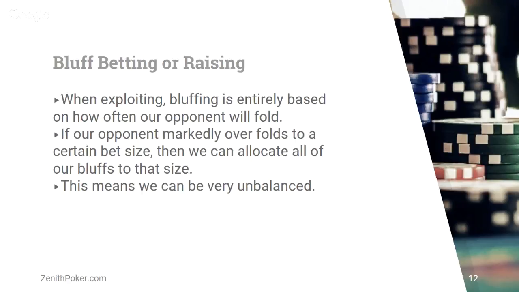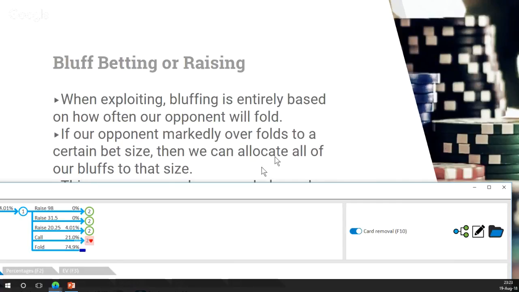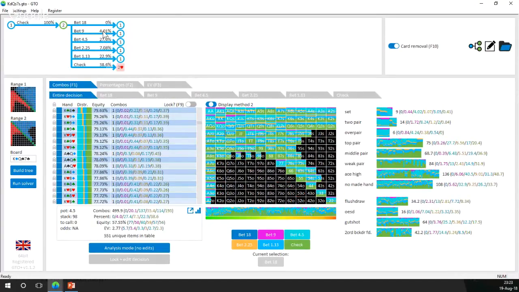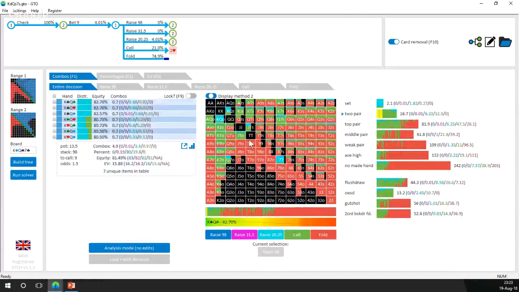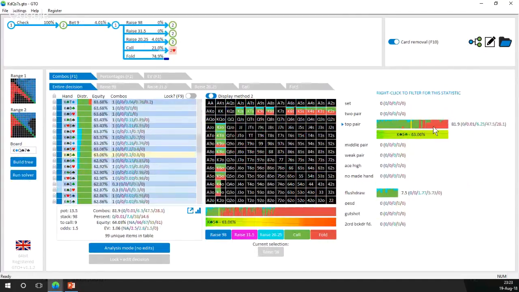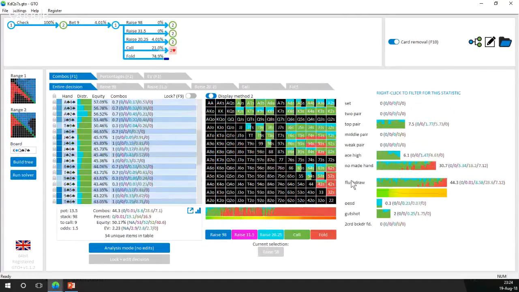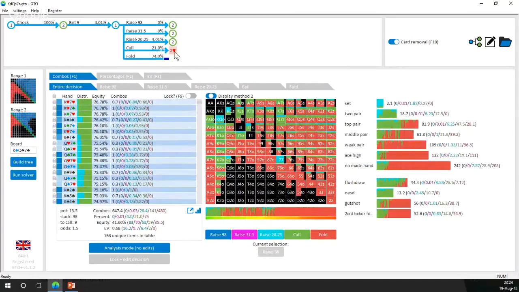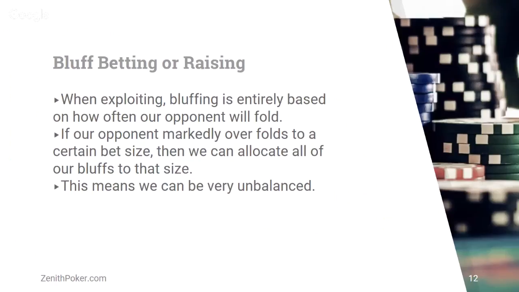Does this only apply for the river or on early streets? No, it can apply on early streets. So let's have a look at an example. King, queen, 7 with the queen, 7 suited. Let's have a look at the 2x pot overbet and how they're playing against that. They're folding some top pairs and middle pairs, and then weak pairs, right? But overall, their folding frequency against a 2x pot overbet is around 75%.